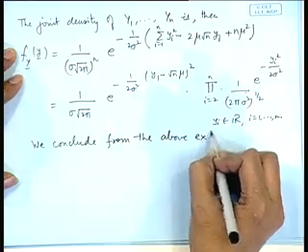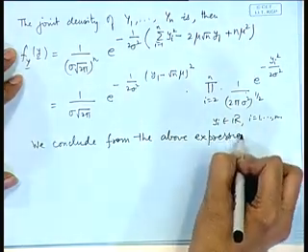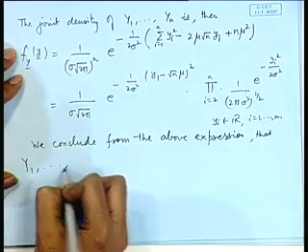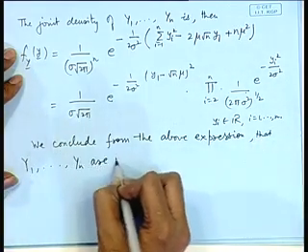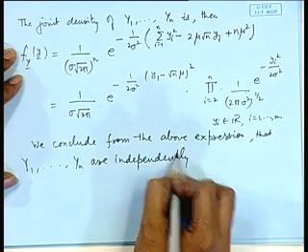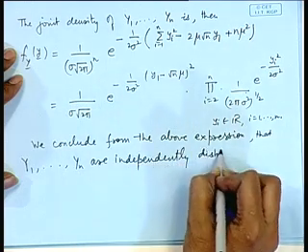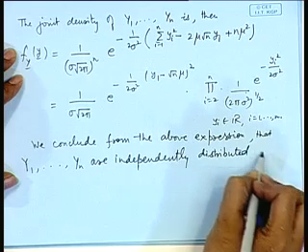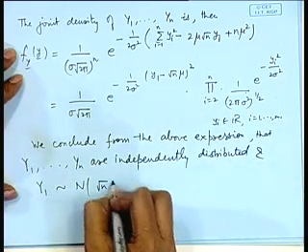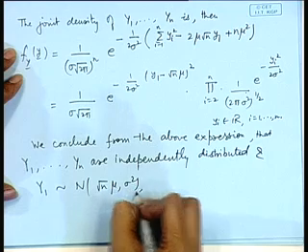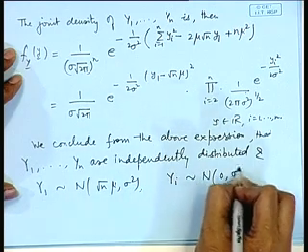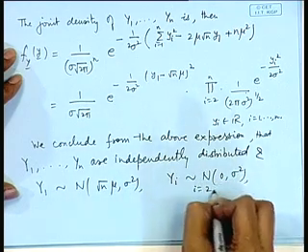So, we conclude from the above expression that y1, y2, ..., yn are independently distributed, and y1 follows normal root n mu, sigma square, and the remaining yi's follow normal 0, sigma square for i equal to 2 to n.